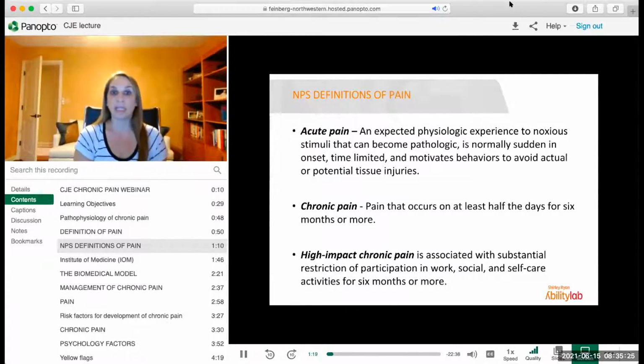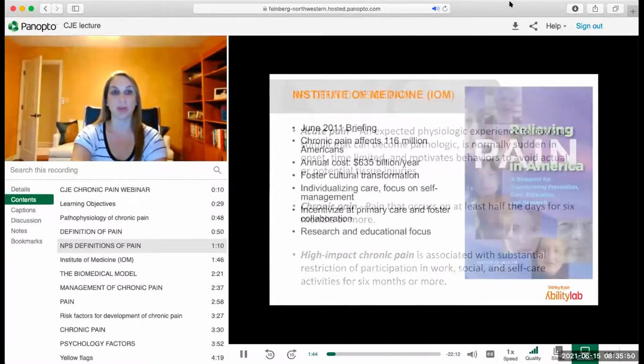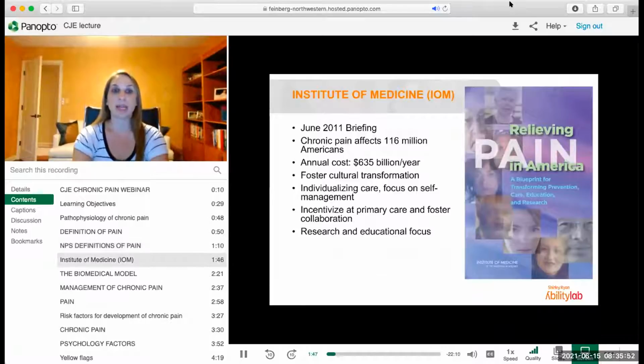So acute pain is an expected physiological experience to noxious stimuli that can become pathologic, is normally sudden in onset, time limited, and motivates behaviors to avoid actual or potential tissue injuries. Chronic pain is pain that occurs on at least half of the days for 6 months or more. High impact chronic pain is associated with substantial restriction of participation in work, social, and self-care activities for 6 months or more.